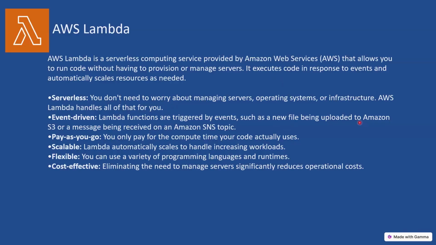SNS is a notification system. There are some notification and messaging services in AWS as well, SQS and SNS. We will be talking about Simple Queue Service, SQS, today. Okay, so it's event driven, pay as you go. You need to pay only for your compute time. Scalable. It can scale to handle your increased workload as well. So if you are getting multiple notifications from the source end, it scales automatically accordingly.